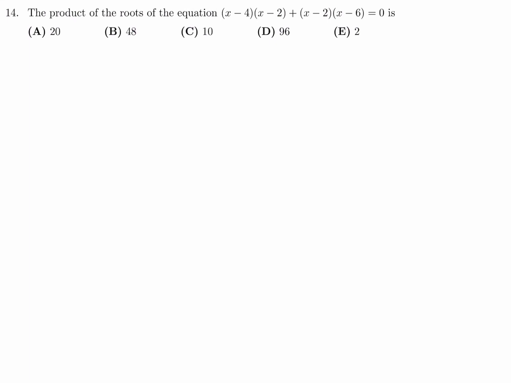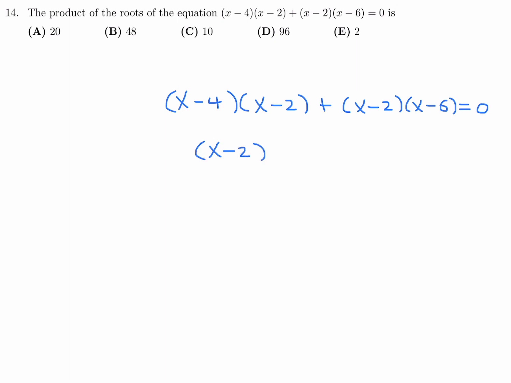The product of the roots of the equation is, well, what we can do initially is just factor. You can always multiply it all out and then factor, but I think it's perhaps quicker to factor immediately. And then if you do, you get (x minus 4) plus (x minus 6), like that. And then x minus 2, this is 2x minus 10.